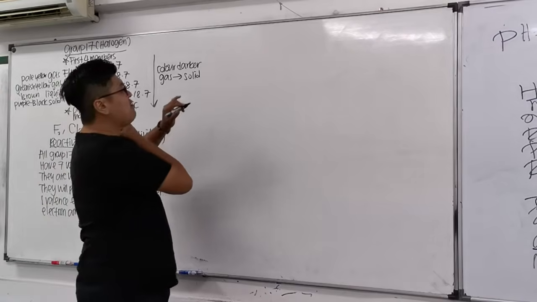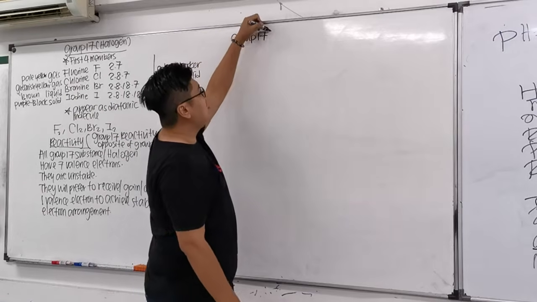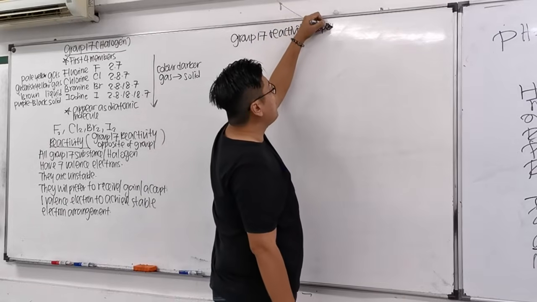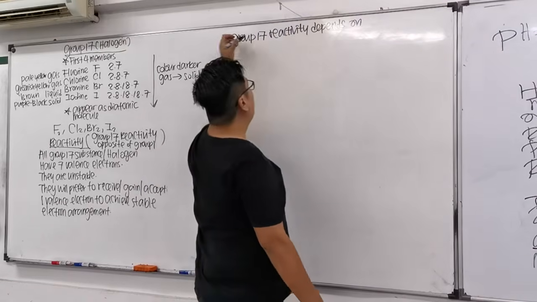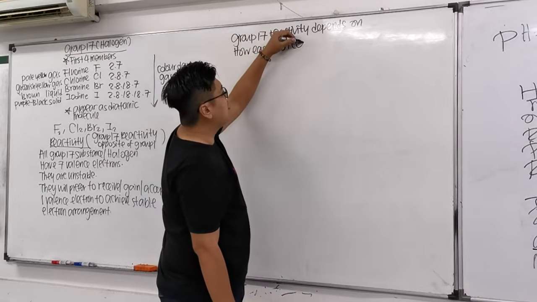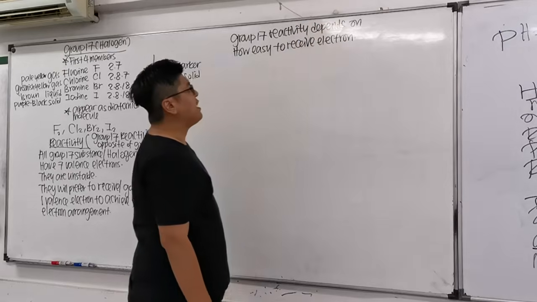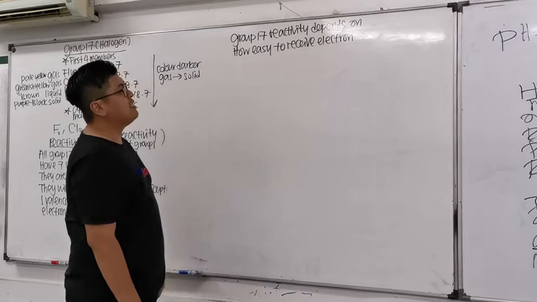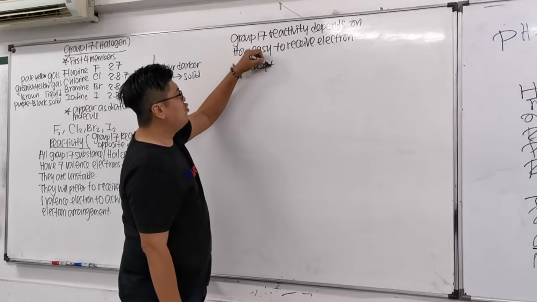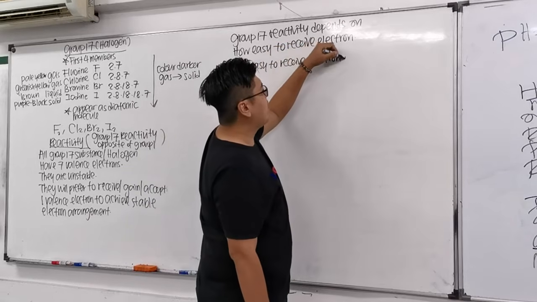And what happens to reactivity? We learned last week that group 17 reactivity purely depends on how easily it receives an electron. The more easily it receives an electron, the more reactive it is.